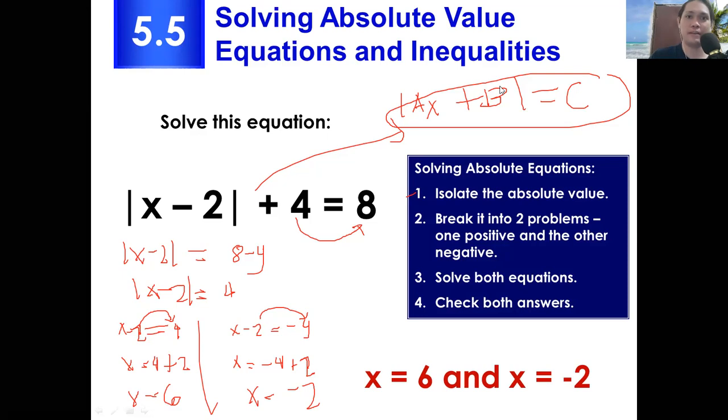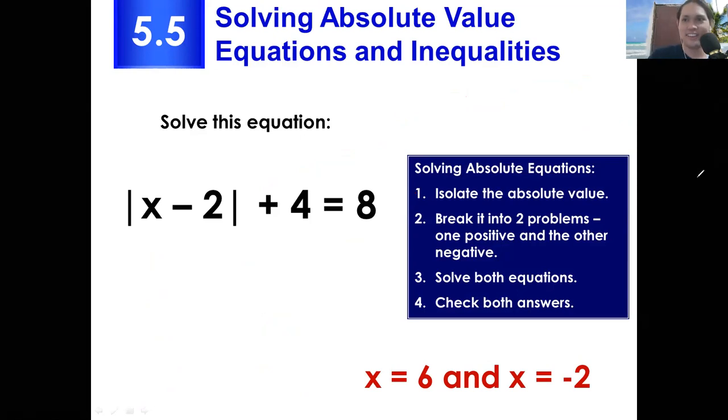Please remember that before you do step 1, make sure that you have checked the equation with absolute value, that it must be written in the form of the absolute value of ax plus b is equal to c, as you can see.